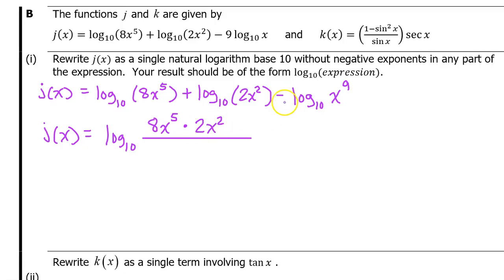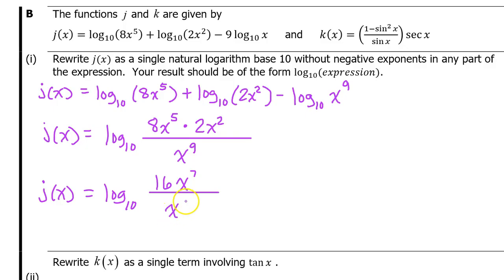The third term is negative, so the x to the 9th power will end up in the denominator. I can easily simplify this more. J of x is equal to the log base 10 of 8 times 2 is 16. When you multiply with like bases, you add the exponents. So 16x to the 7th power over my x to the 9th power.